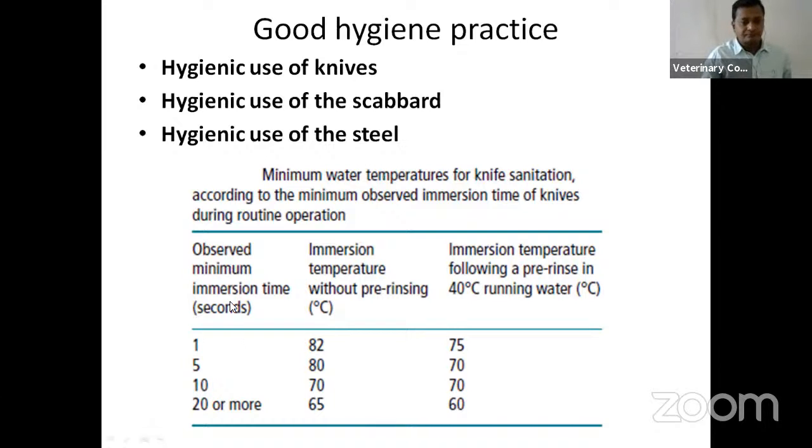So, for time and temperature: if it is 1 second, 82 degrees centigrade without pre-rinsing of the knife. If it is 20 seconds or more, 65 degrees is sufficient. So, depending on the exposure time, the temperature of the knife sterilizer can be maintained. If it is accompanied by pre-rinsing of the knife with running tap water heated to 40 degrees, then a lower temperature can also be kept. So this is the time temperature combination used for knife sterilizers.